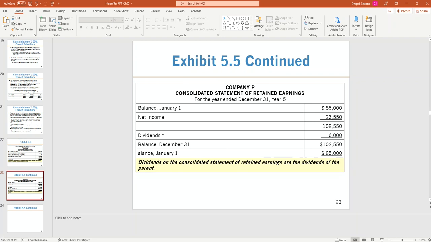Now remember what I said initially. The dividends here are only the dividends paid out from the parent's books. Any dividends paid out by the parent are only reflected in the statement of retained earnings, and then this becomes your ending balance on December 31st. Okay.